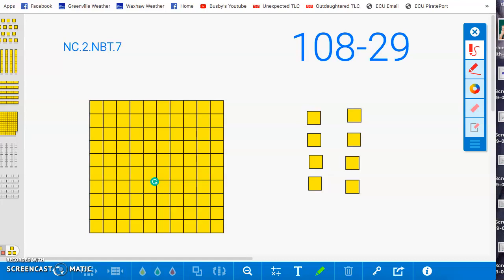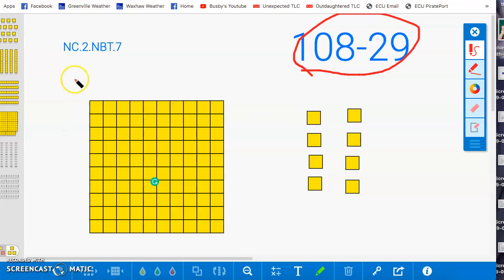So today we are going to do a strategy which is my ultimate favorite, and we're going to use concrete models or drawings. I think that concrete models and drawings are so useful, especially for a problem like we have. 108 minus 29, we're going to solve it. But it's not really a number that we can do in our head very easily. There are some numbers like 50 minus 50 that are a lot easier, but 108 minus 29 is a little bit more difficult.